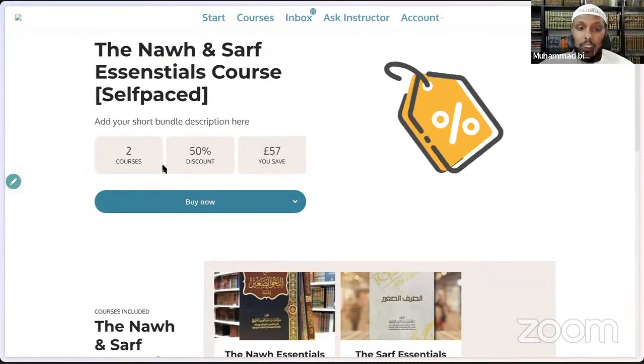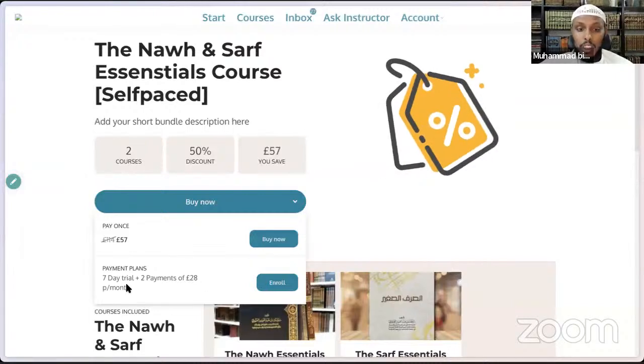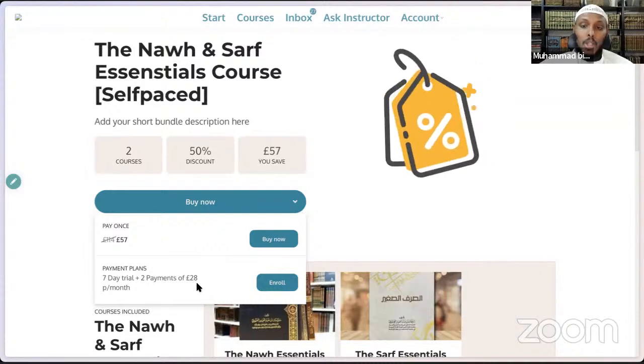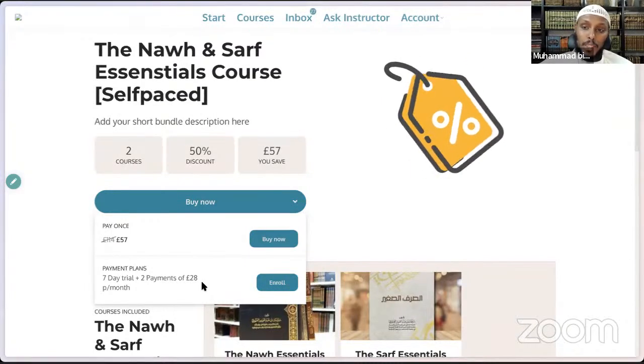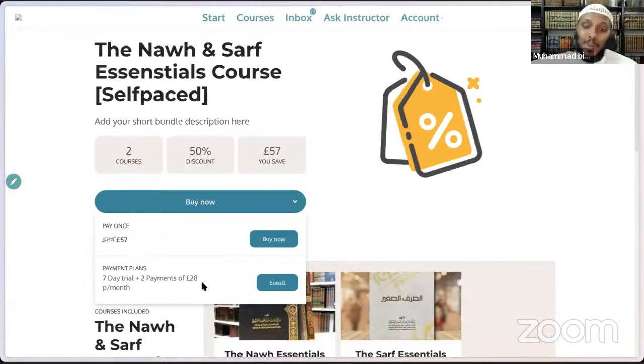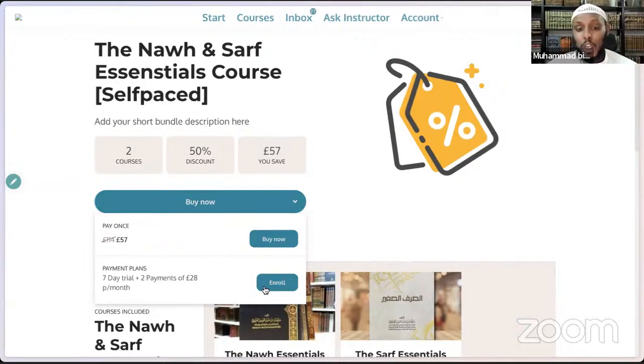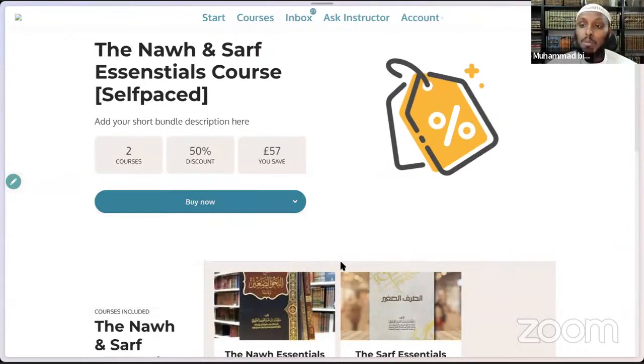We have a plan or an option here. If you click on it, you're going to see 7-day trial plus 2 payments of £28 per month. You'll get access to the self-paced course, which includes all the exercises. It's not the premium. The premium cohort, we can't give a 7-day trial on, because seats are limited and we might have to turn other people away while some people are just trying out the course. That doesn't make sense. But for the self-paced, you have the option to go for the 7-day trial, which starts from the moment that you enroll.